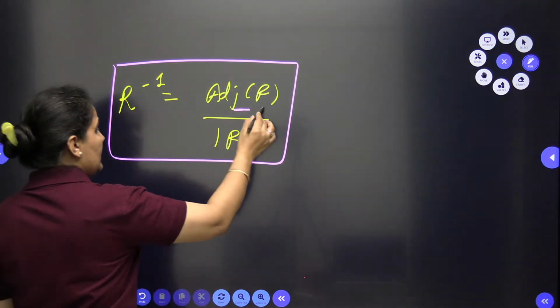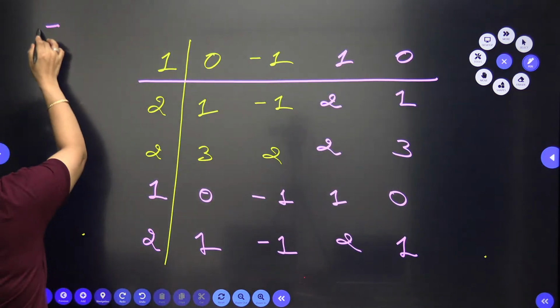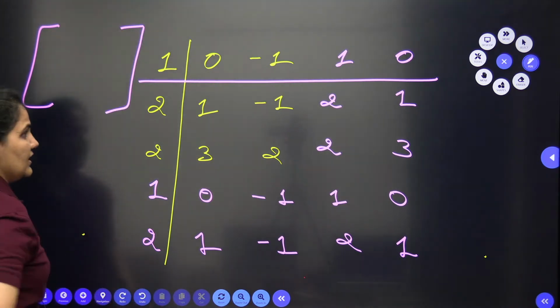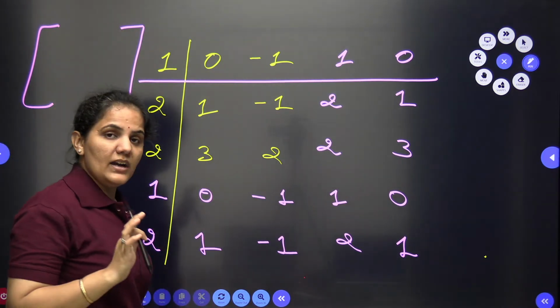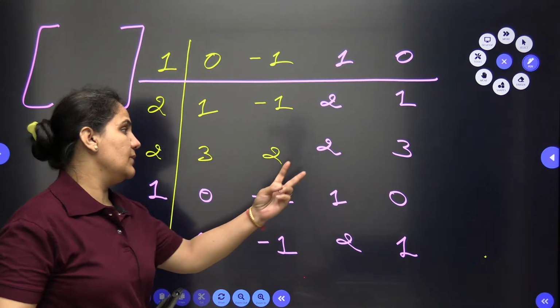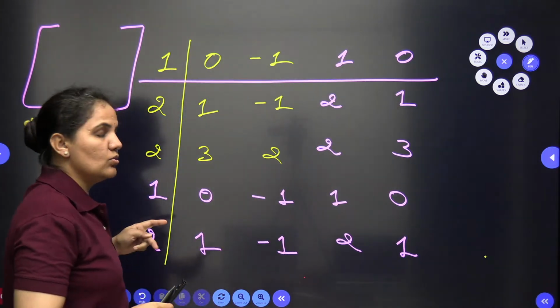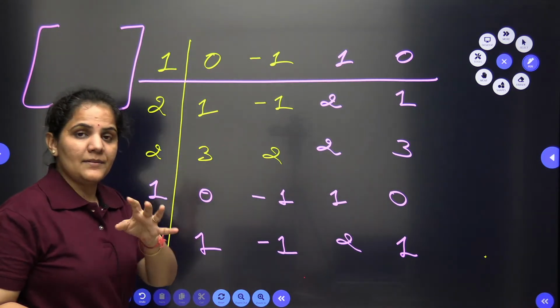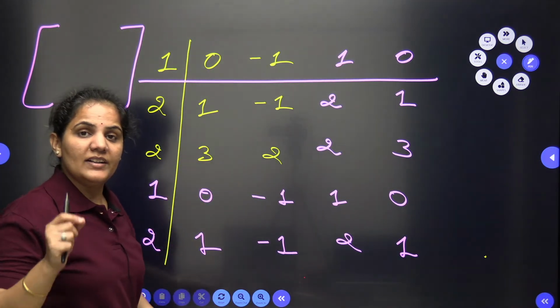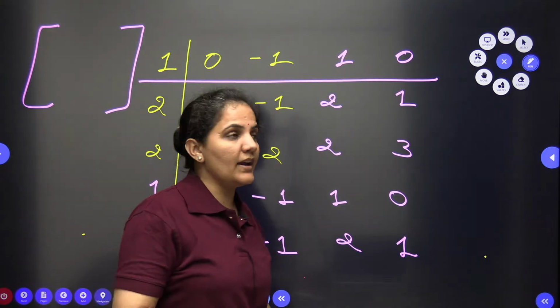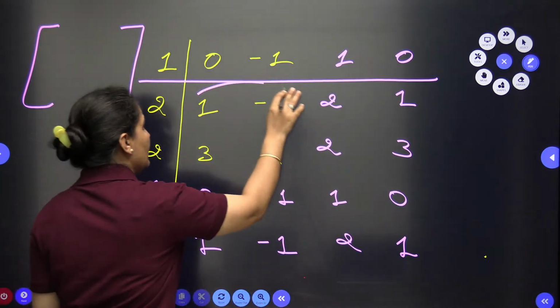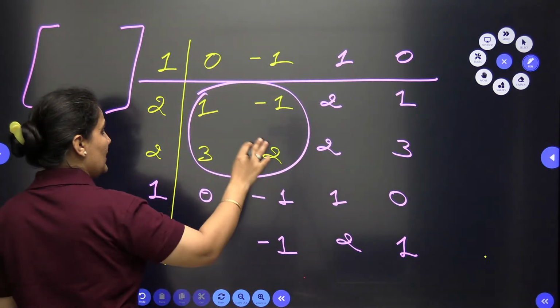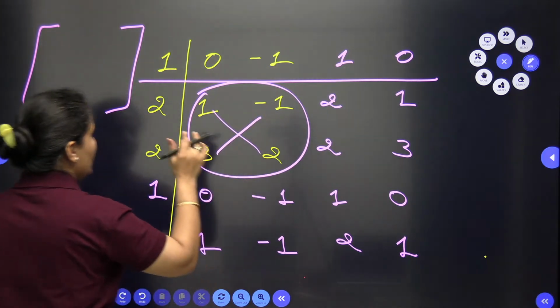So here I need to find the adjoint. For finding the adjoint, I will write down the result. How to approach? We need to repeat the first two columns and then the first two rows. We will not take the first column and first row. For the remaining, we will take all the 2 cross 2 minors. So when I go with the very first 2 cross 2 minor, it will be 2 1, 3 2, minus, minus, plus 3.